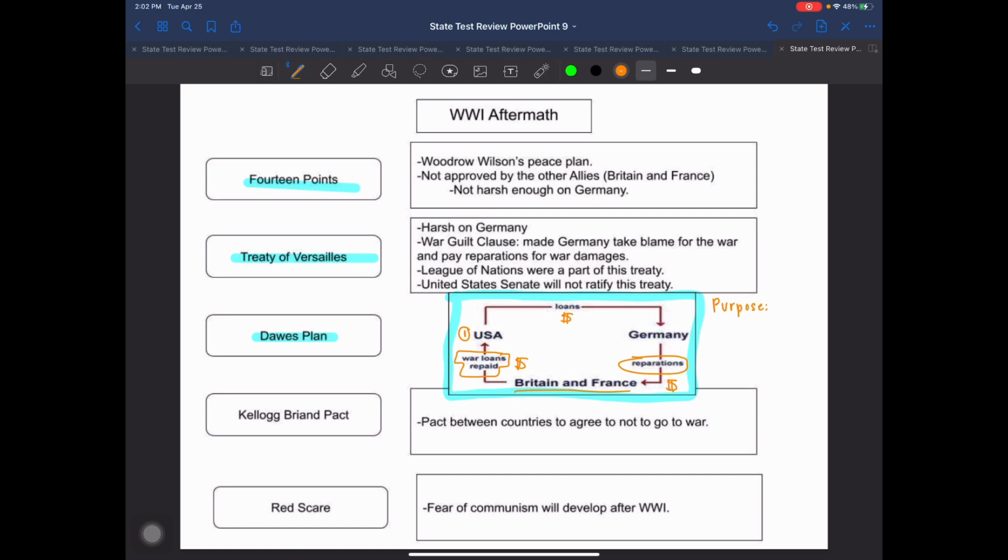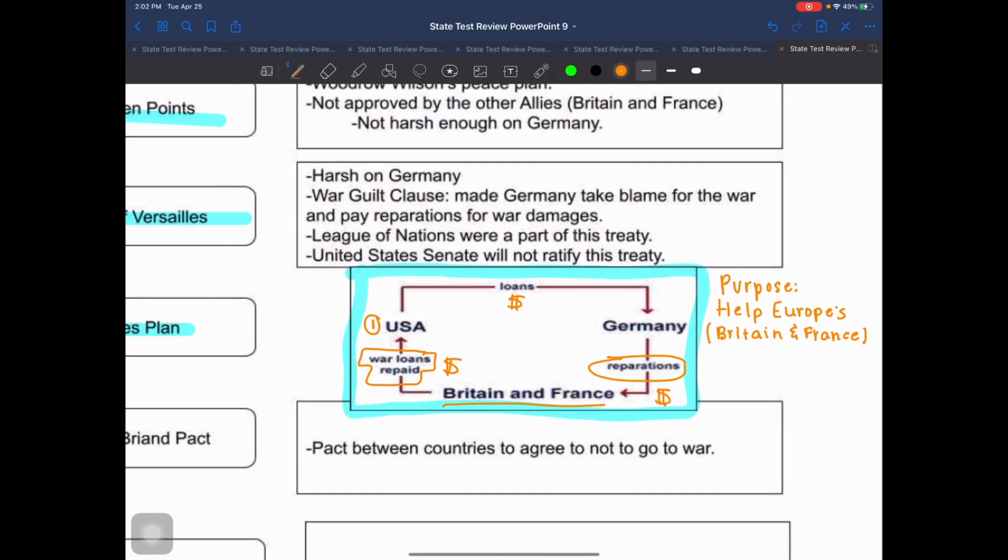The main purpose, and I want you to write this, and I'll do a little bit more explaining. The main purpose of the Dawes Plan was to help Europe's, and especially, I'm going to put in parentheses here, the main countries we were focused on were Britain and France. All right, let's zoom in. To help Europe's economy get back on track.